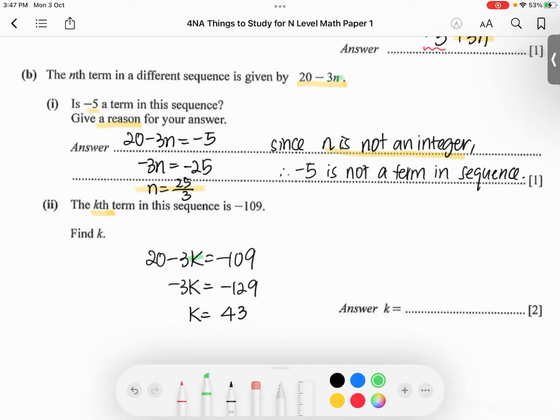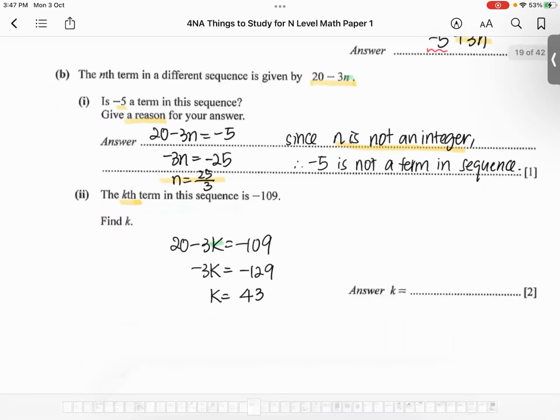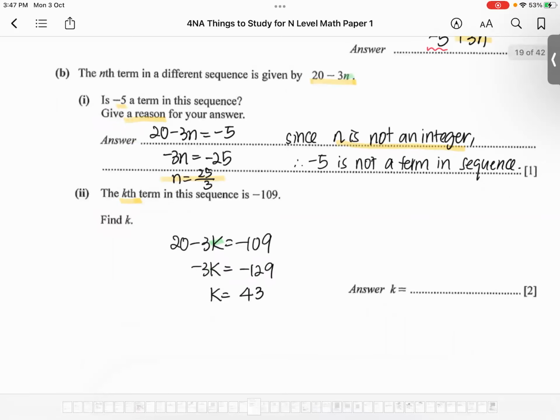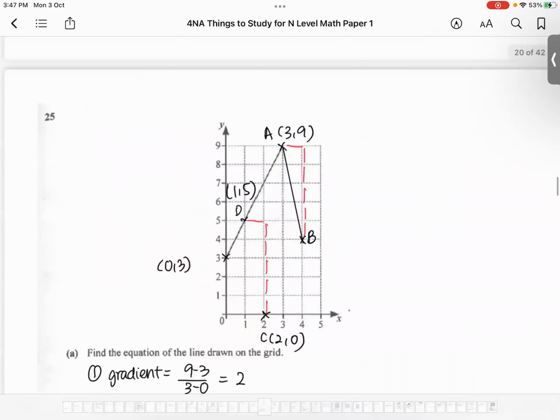Hopefully the ones that come out are the easier ones. If they come out with all kinds of diagrams or whichever, I wish you good luck. Then you try to make logical sense. Don't leave blank. Okay. Next part of the question, coordinate geometry.